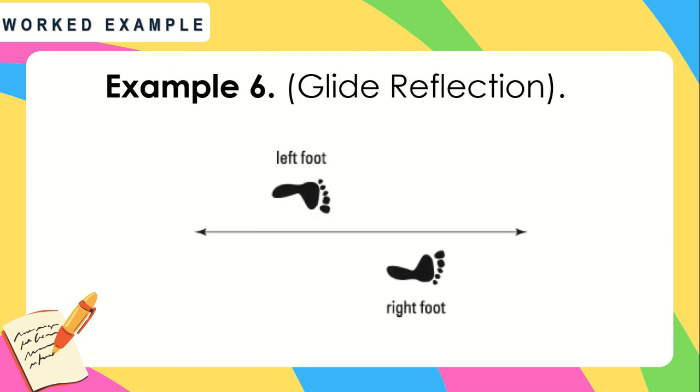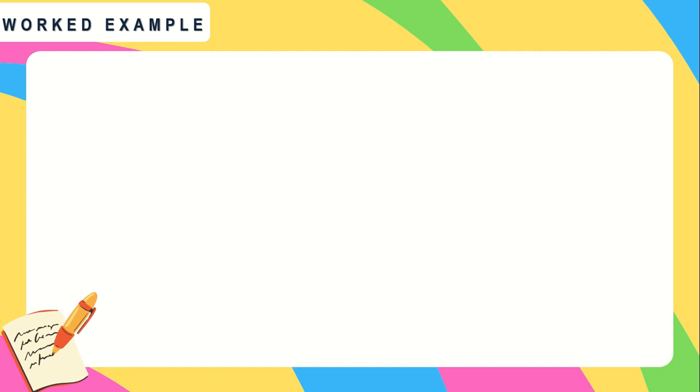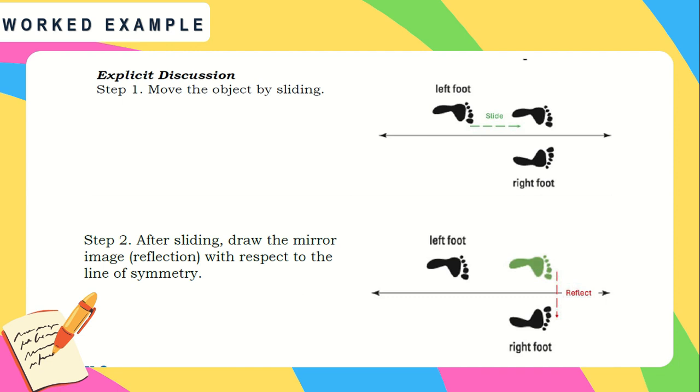Example number 6. Glide reflection. We have the left foot and the right foot. Step 1. Move the object by sliding. Step 2. After sliding, draw the mirror image or reflection with respect to the line of symmetry.